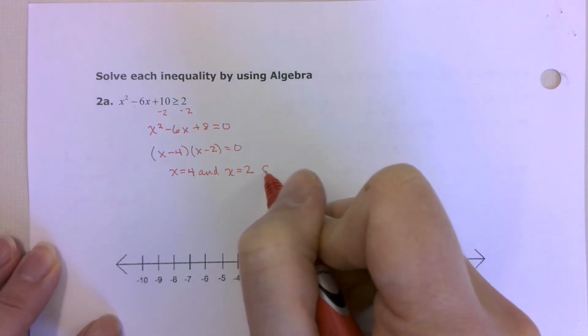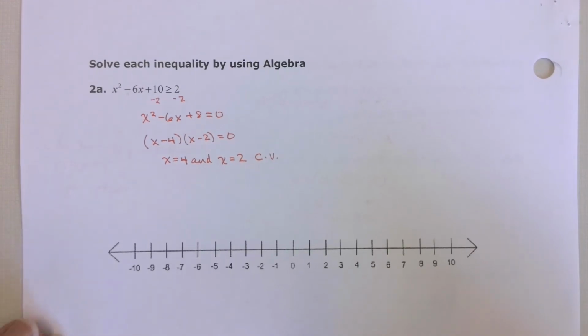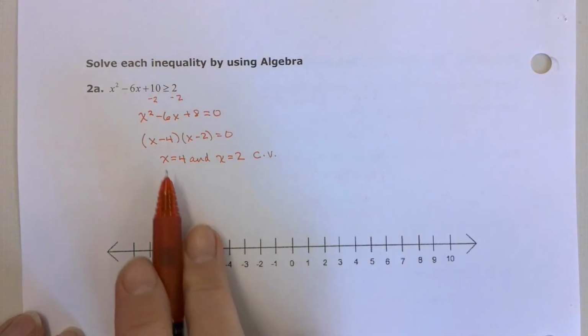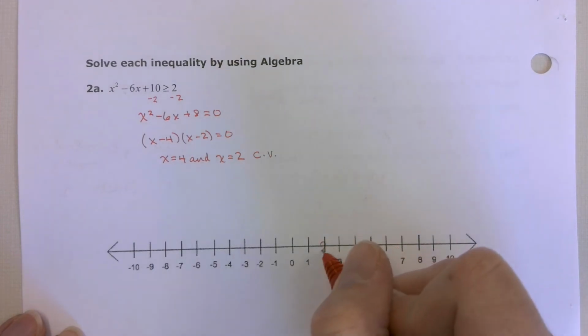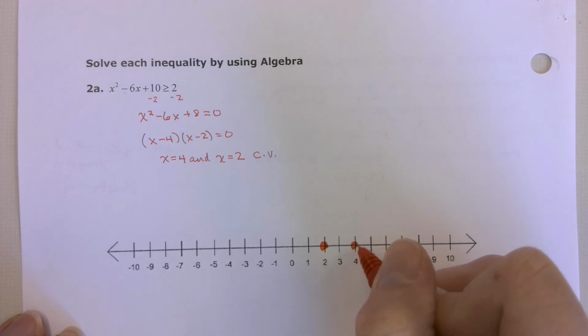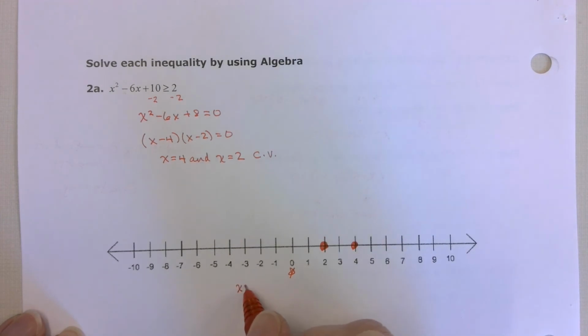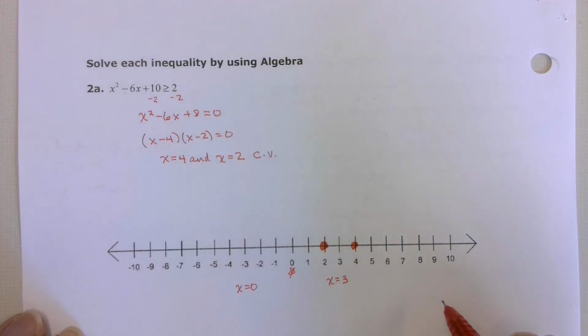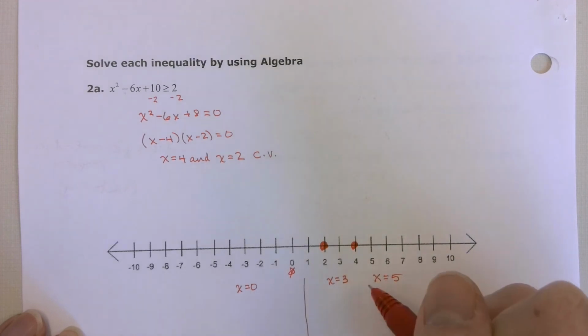At this point, we have not solved it. We just know our critical values. So I'm going to go ahead and graph these with a closed circle, since it's an equal to sign, at positive 2 and positive 4. And then I need to test a point. So I'm choosing 0 again. So I'm going to choose x equals 0 and test it. I'm going to pick 3, so I don't have a fraction. And I need to pick something above it, so I'm also going to pick 5. And so these are going to be my test points.